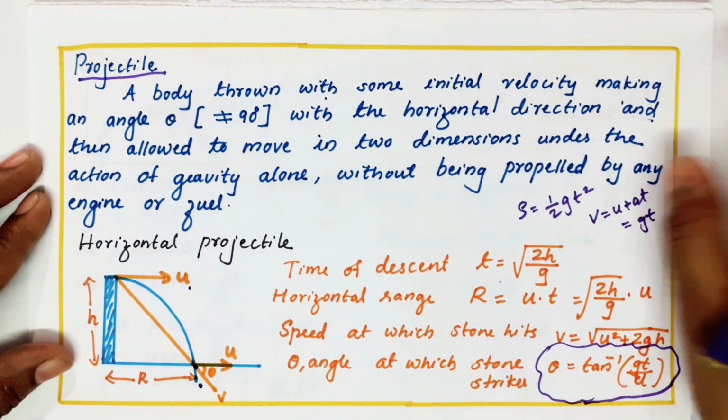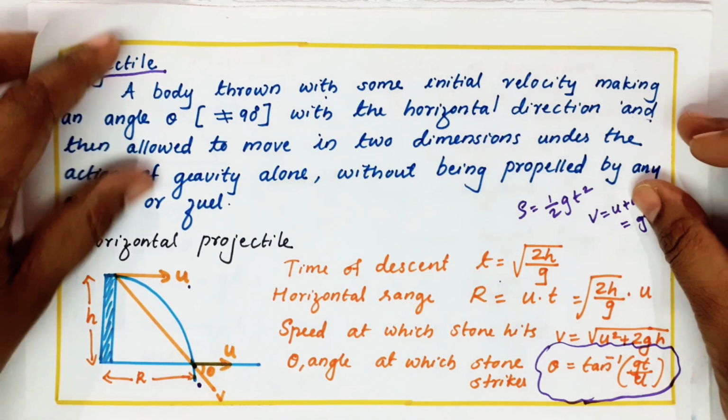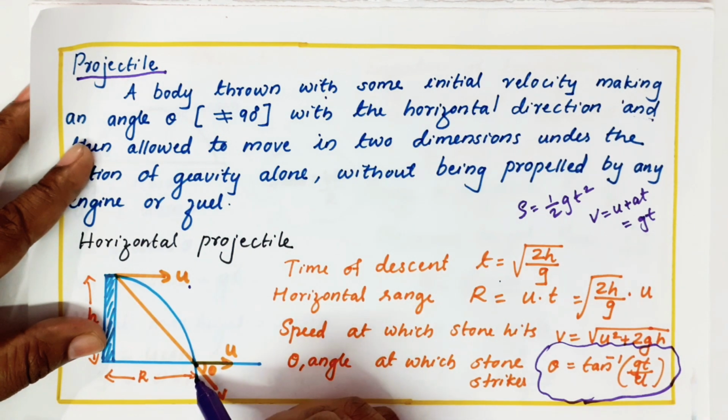They can ask any question. They can ask the time of descent. They can ask the horizontal range. They can ask the speed with which the body reaches the ground. How are we finding the speed? If you want the velocity, it is nothing but the combination of the horizontal velocity as well as the vertical velocity.